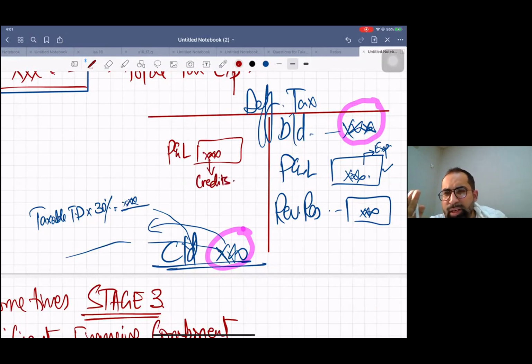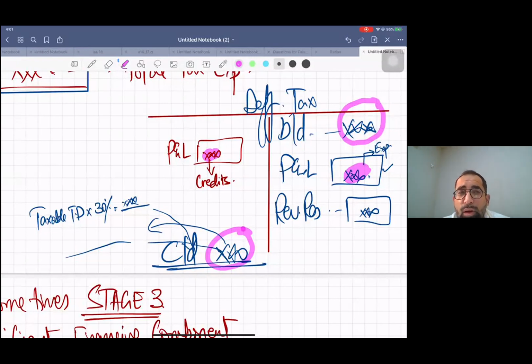Okay, in simple terms, if the balancing figure is here, then this is your expense or charge, and if the balancing figure is here, that's your credits.